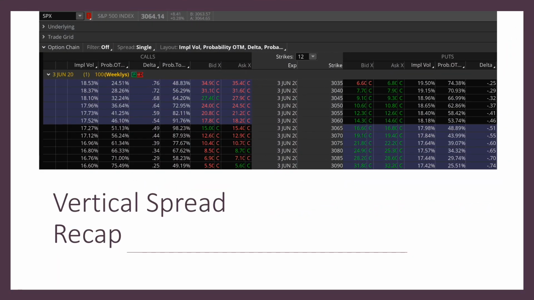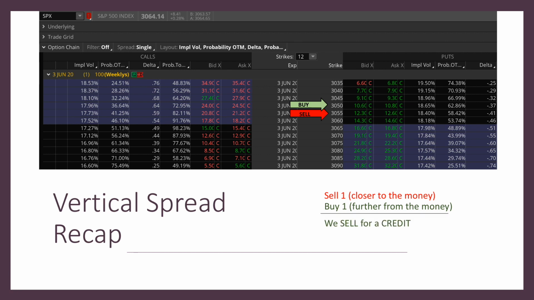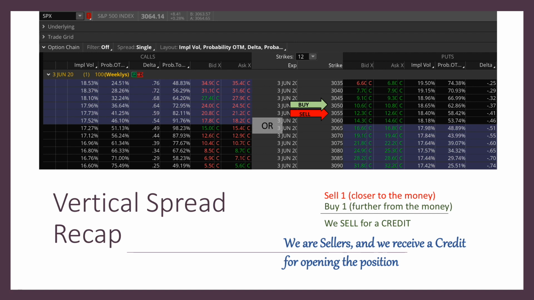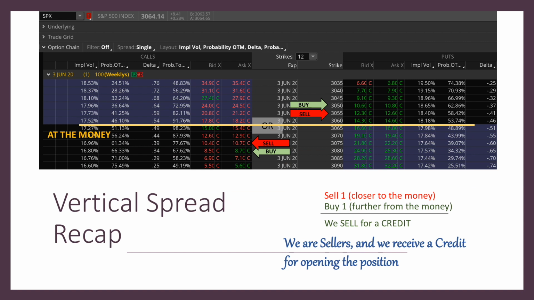Let's recap what we know about the vertical spread, because I think that will help you understand the butterfly a little bit better. So we know that in a vertical spread we are selling an option and then buying a further out of the money option. And as a result, we are opening this spread for a credit. So we are sellers and we receive a credit for opening the position. Of course, you can do this on the call side where you're selling a call and then buying a further out of the money call. And as a result, you receive a credit for doing so. And I just want you to visualize what the relationship is of these strikes to the at the money strikes.